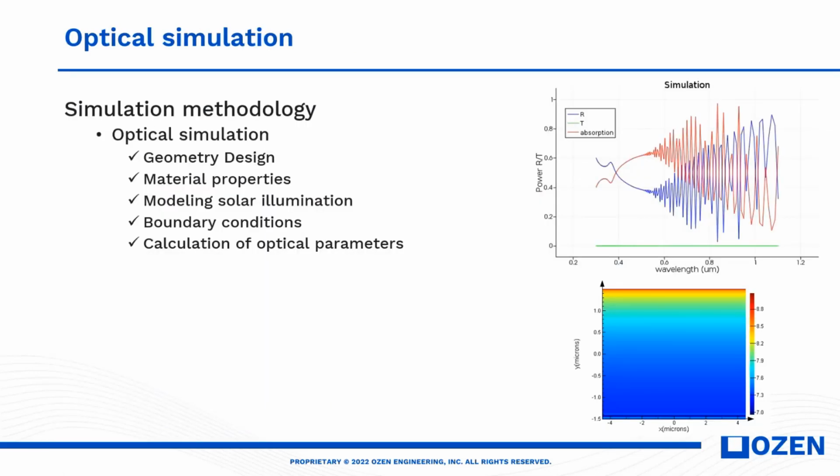Before we start the demo, the first step is that we need to define our geometry, define a material, then model a solar illumination and boundary condition, and then we can calculate the optical parameters, like here. You see here, the red one is the absorption, the green is transmission, and the blue is reflection, and this is a heat distribution. Let's look at the numerical demo.